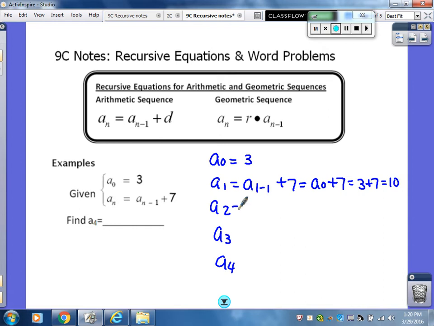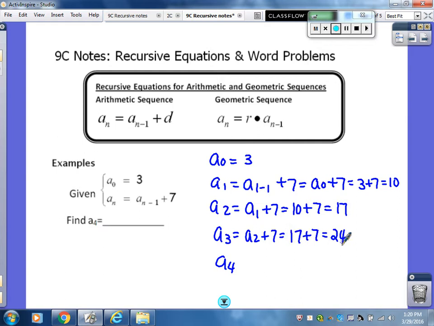All right, so the same thing for the next one. So we've got the previous term. So we've got a sub n minus 1, which is a sub 1, plus 7. Well, the previous term was 10 plus 7, so 17. So basically we're just adding 7 each time. You got to use the previous term, a sub n minus 1, a sub 2 plus 7. So our a sub 2 was 17 plus 7, which is 24.